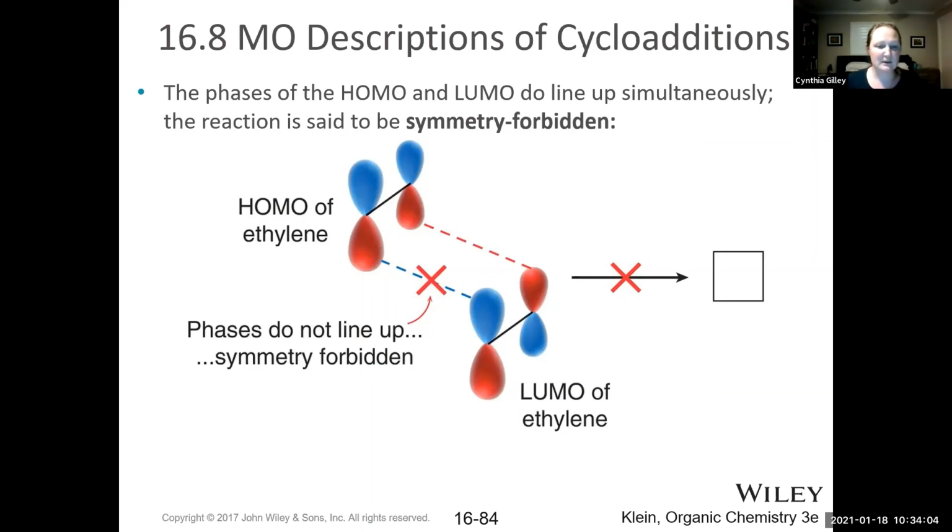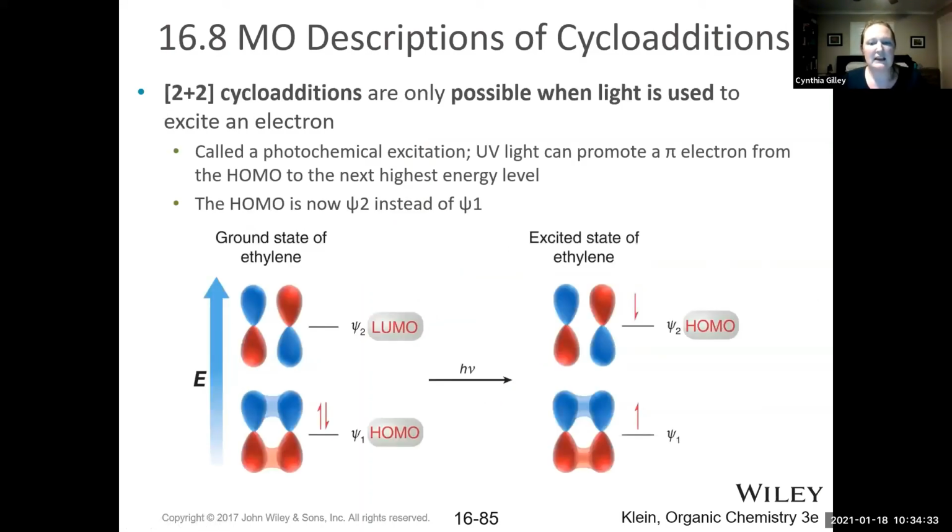This process is what we call symmetry forbidden, because even though one side's orbitals line up for constructive orbital overlap, the other side does not line up, and this would lead to destructive interference, which will not lead to a bond, according to bonding theory. So thermally, if we just heat the reaction or mix the two together, we're not going to achieve any cyclobutane. However, it is possible to make cyclobutane via a 2+2 cycloaddition, but only when light is used to excite an electron. Let's remind ourselves what happens when light is shined onto a double bond.